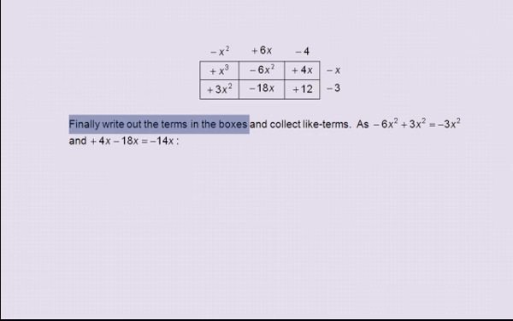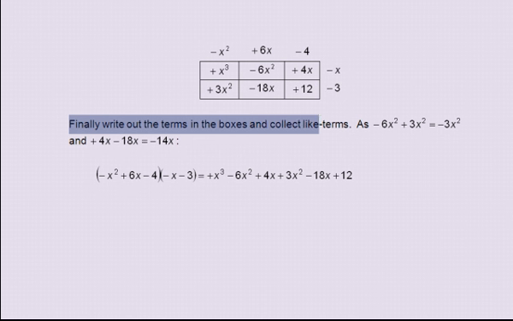So, minus x squared plus 6x minus 4 all multiplied by minus x minus 3 equals plus x cubed minus 6x squared plus 4x plus 3x squared minus 18x plus 12.